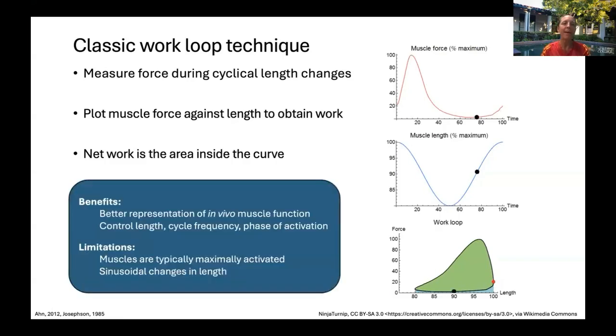And so again, the benefit of this type of experiment is that it's a better representation of in vivo muscle function, and we have lots of control. We can control the magnitude of the length changes, the cycle frequency or the rate of change, and we can change the phase of activation, that is, when in the cycle is the muscle being activated. But there are still some limitations.